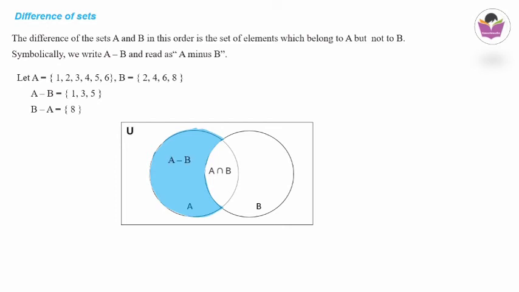Then B minus A means elements which are in B but not in A, means this portion is gone. The entire B circle, A portion is removed. That means this portion. This is the portion for B minus A.